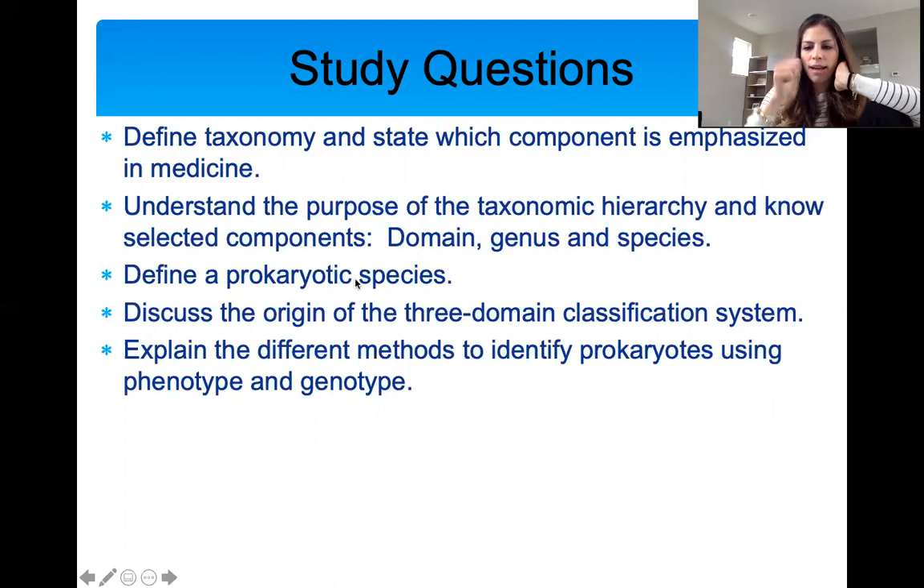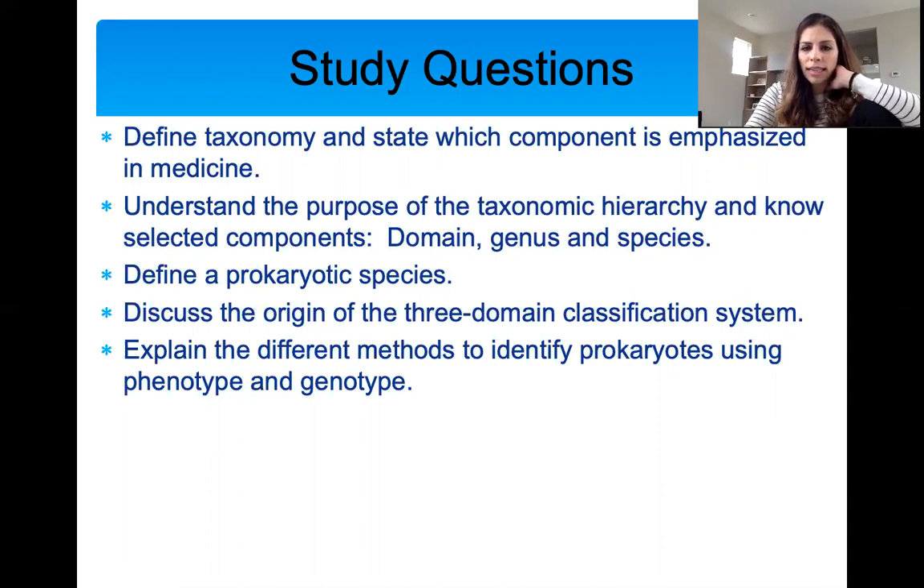Define a prokaryotic species. So remember that bacteria and archaea are prokaryotes. Therefore, they have a 70S ribosome. In the 70S ribosome, we have 16S rRNA. And with prokaryotes, we do not have the nucleus, just as a reminder. And discuss the origin of the three-domain classification system. It originated by sequencing ribosomal RNA sequences.